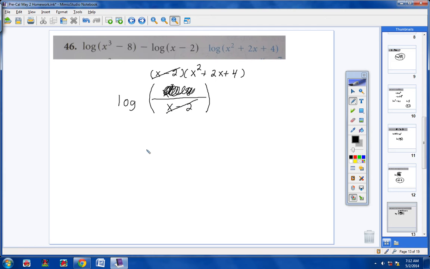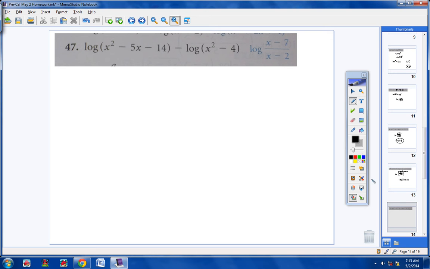So your final answer, and you have to put parentheses around this, because if you don't, well, I'll show you in just a second what it looks like. If you don't put parentheses around this, it looks like you're taking the logarithm of x squared, and then after you do that, you're adding 2x plus 4, and that's not correct, okay? You're taking the logarithm of this entire expression, okay? All right, let's move on to number 47.